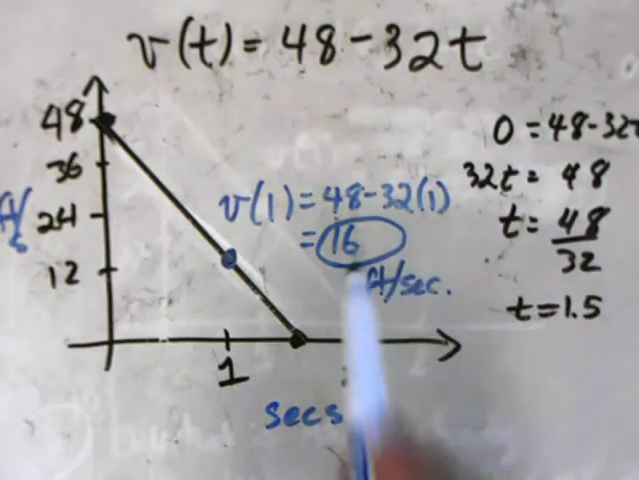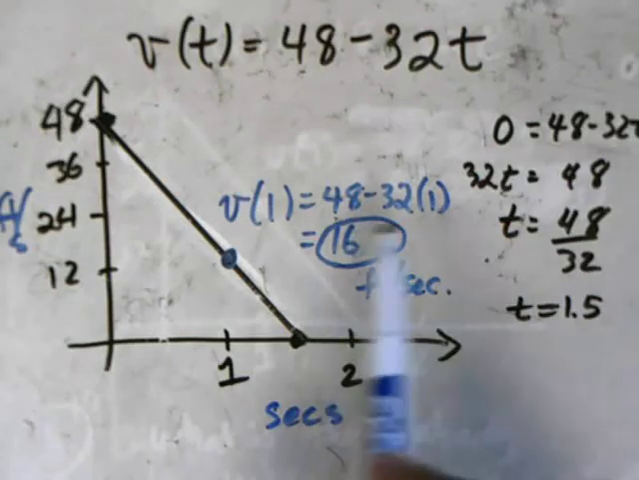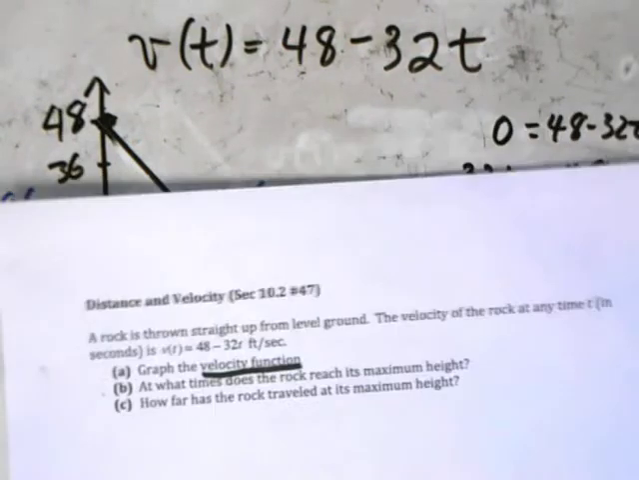Okay? So looking at this number alone, we really don't know where the rock is located. We just know that it's moving at 16 feet per second. This is not part of the problem, but I'm writing it there just to help you illustrate that this is not position, this is velocity, or how fast the rock is moving. So let's see what else we're asked to do here.